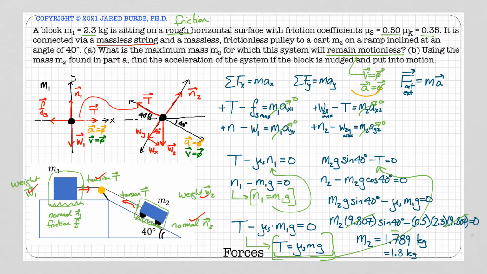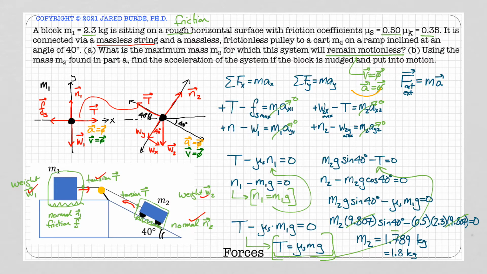This is a continuation of the previous problem. Before, we were looking at part A, we found that the mass of block 2 could not be more than 1.8 kilograms, or else it would be too heavy for friction to hold block 1 in place, and the whole thing would move. In this situation here, we're saying using the value of M2 found in part A, so using that 1.8 kilograms, find the acceleration if the block is nudged and put into motion.